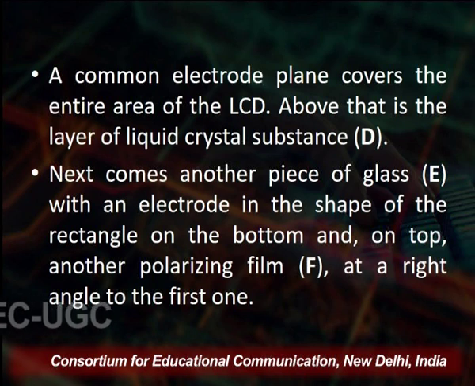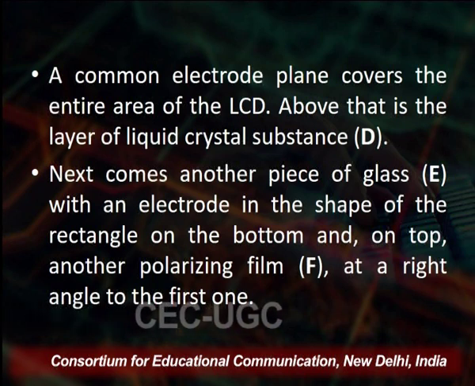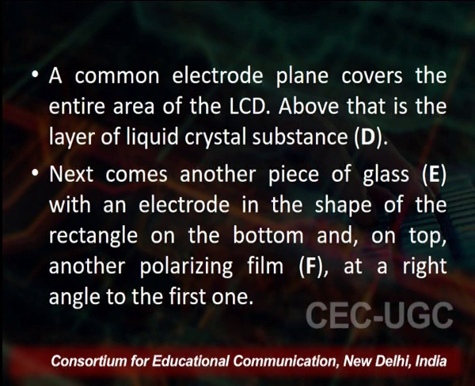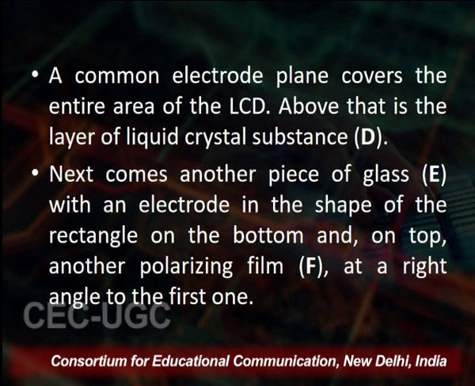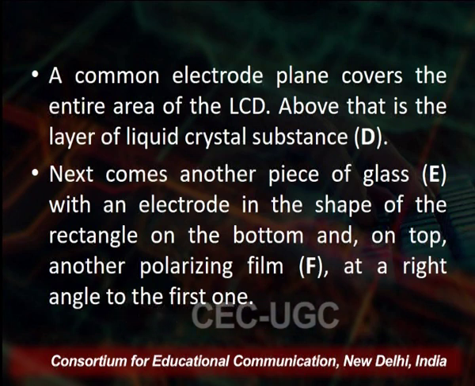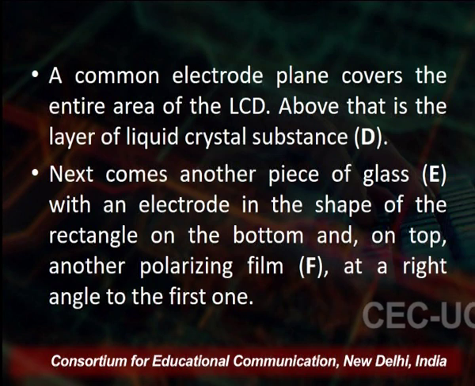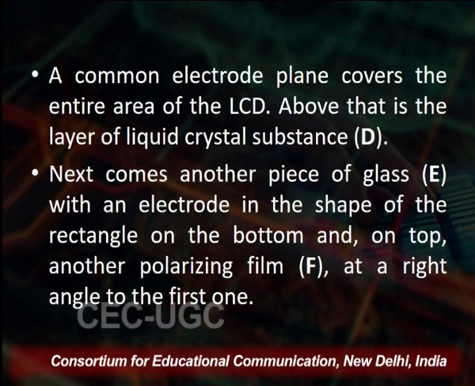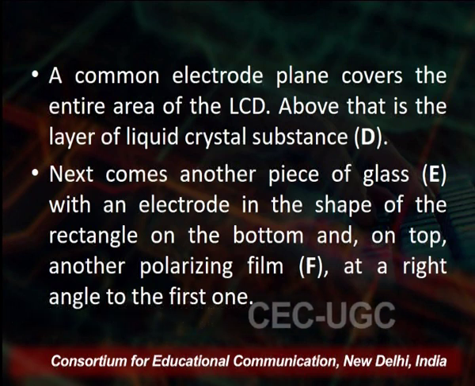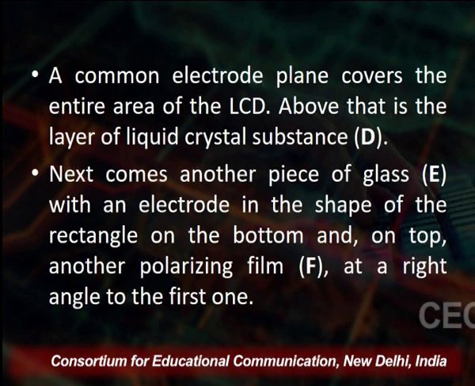Next comes another piece of glass, E, with an electrode in the shape of a rectangle on the bottom, and on the top another polarizing film, F, is used at a right angle to the first one. As we discussed, the first is vertical, so we use a horizontal one. That's why it is at a right angle to the first film. The electrode is hooked up to a power source like a battery, so we supply current through this battery.